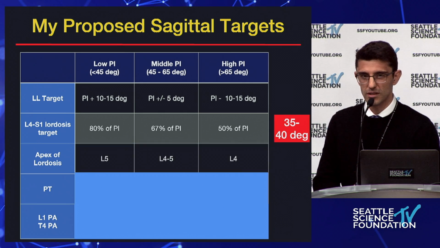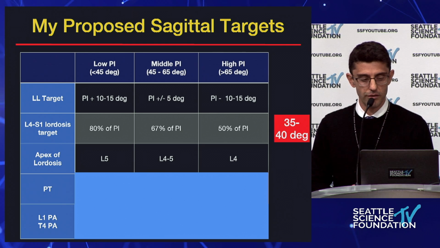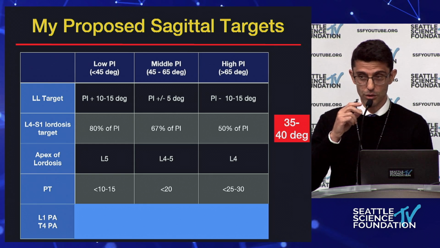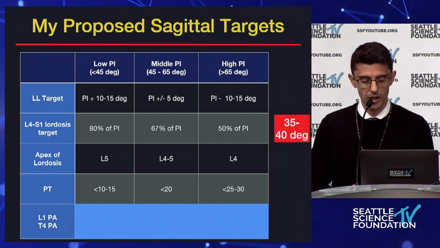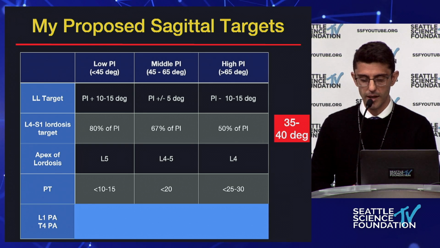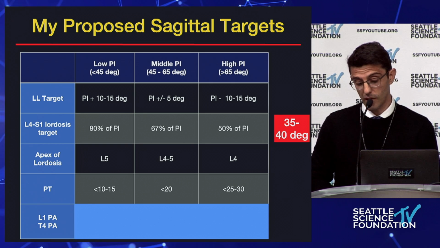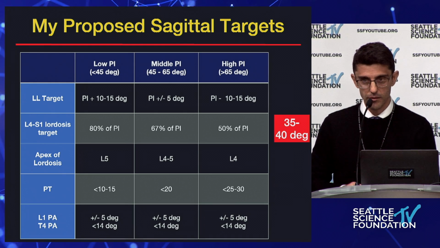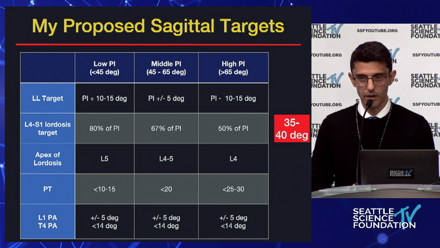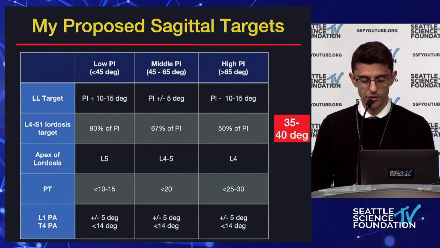The apex of lordosis, this is somewhat of an eyeball, but this comes from Roussouly's proposals. Pelvic tilt, I have a lower threshold for the low PI patients, so I'll do less than 10 to 15 degrees, a middle PI of less than 20, and then a high PI of less than 25 or 30. And then for the L1 PA, I have it plus or minus 5 degrees for all patients, and T4 pelvic angle less than 14 degrees.